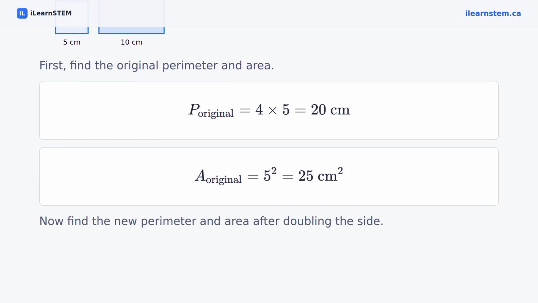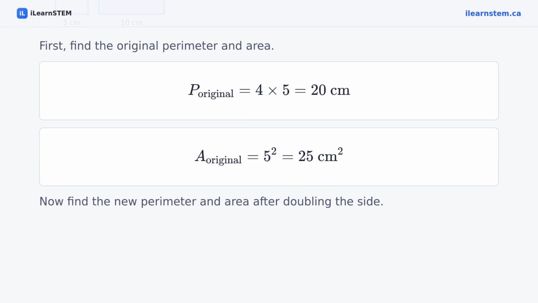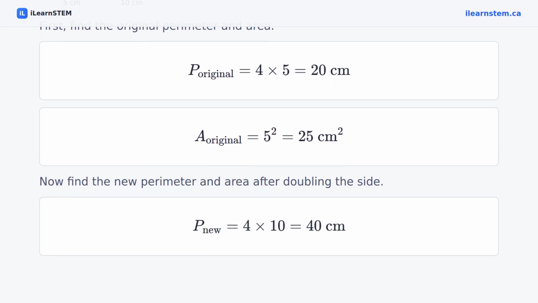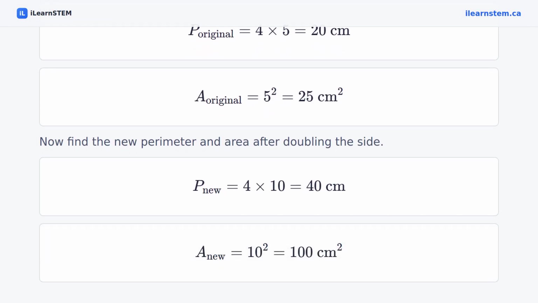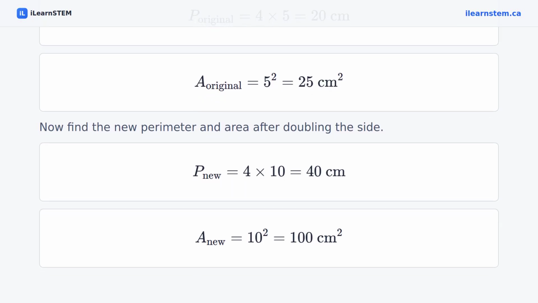Now find the new perimeter and area after doubling the side to 10 centimeters. The new perimeter is 4 times 10 equals 40 centimeters. The new area is 10 squared equals 100 square cm.